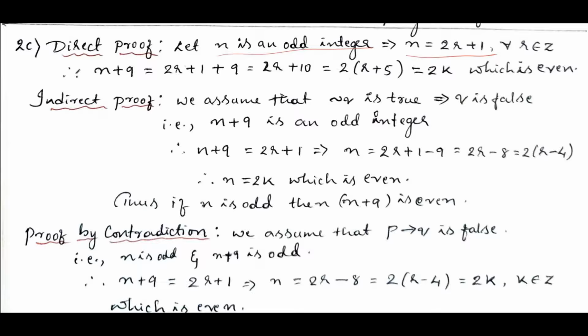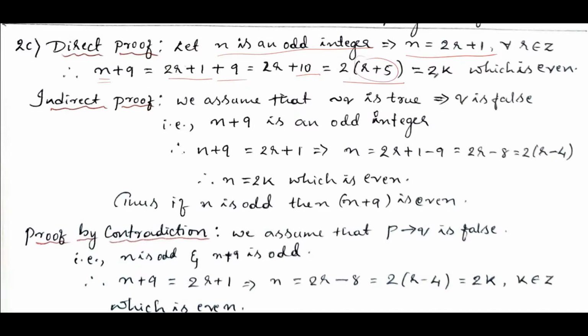Then what is given? n plus 9 is an even integer. I need to prove that part, so I am going with that definition. I will consider n plus 9. I am assuming that n is odd, so by substitution, n equals 2r plus 1, plus 9. So 1 plus 9 becomes 10: 2r plus 10. Taking 2 common, what is left is 2 times (r plus 5), which is equal to 2k. I can write k as what?